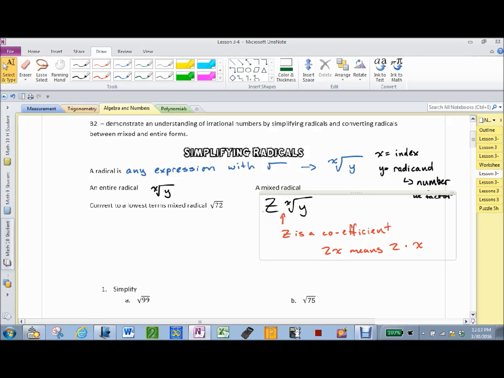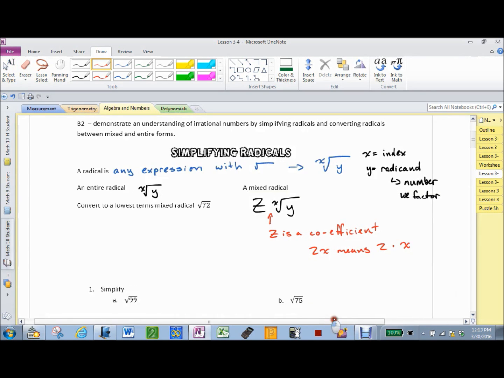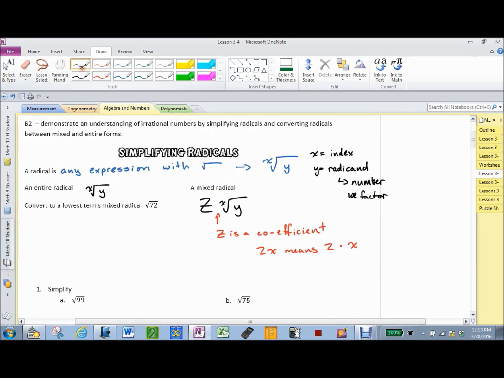Everyone is good? All right, let me make sure if you're really good. You don't have to write this down. What is 6 root 4? What does that mean? It is 12. Why? Because it's 6 times the square root of 4, which is 2. So 6 times 2, and we get 12. Does everybody understand mixed radicals? How to read them? Everyone's cool?